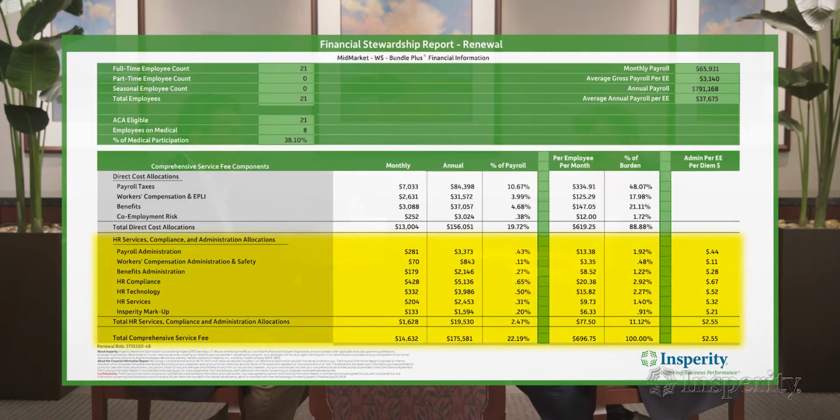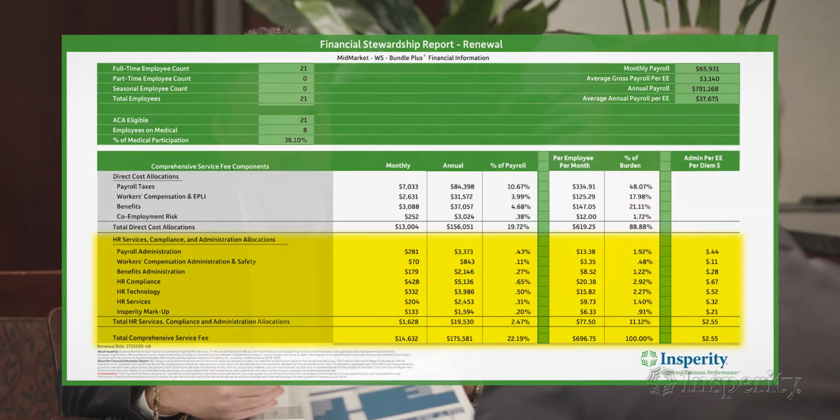All right, so the next area that we want to talk about and discuss is your administration allocation area. You see that on the document? I see that, yeah. Okay. So under the administration part, this is really the area that differentiates Insperity from all of the other players that are out in the marketplace.